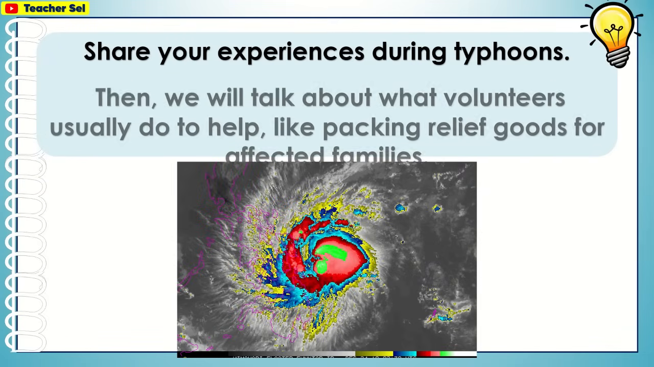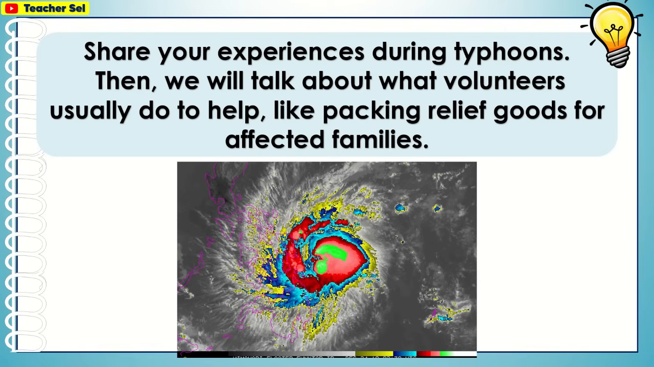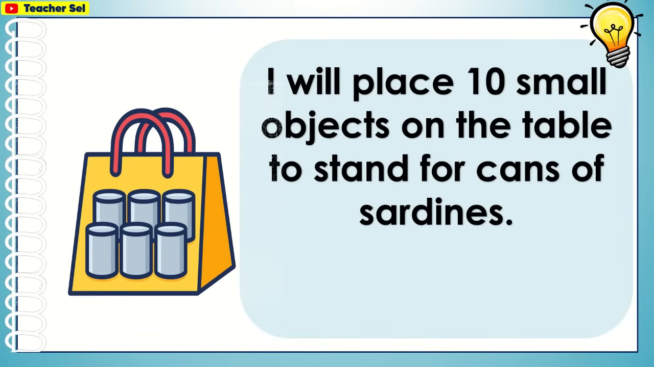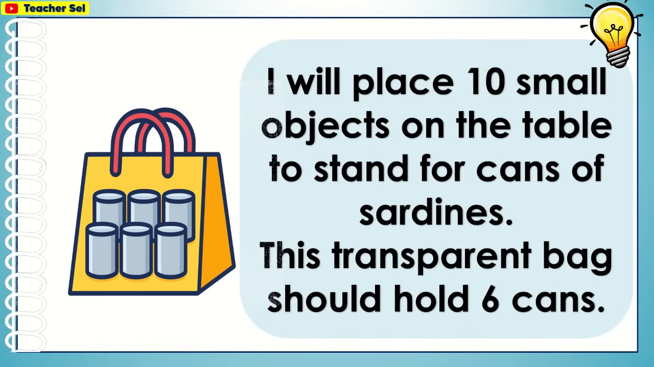Share your experiences during typhoons. Then, we will talk about what volunteers usually do to help, like packing relief goods for affected families. I will place 10 small objects on the table to stand for cans of sardines. This transparent bag should hold 6 cans.